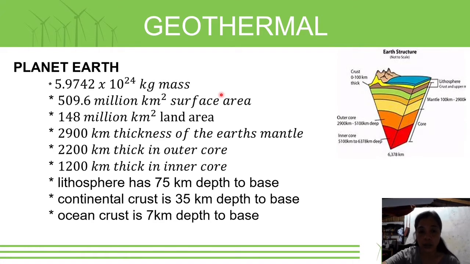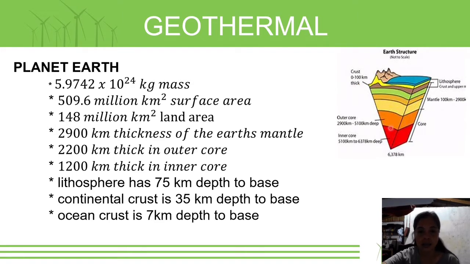Our planet Earth has a mass of 5.9742 times 10 raised to 24 kilograms, and it has a 509.6 million square kilometer surface area. It also has a 148 million square kilometer land area. And the thickness of the Earth's mantle is 2,900 kilometers, as we can see here in our picture.